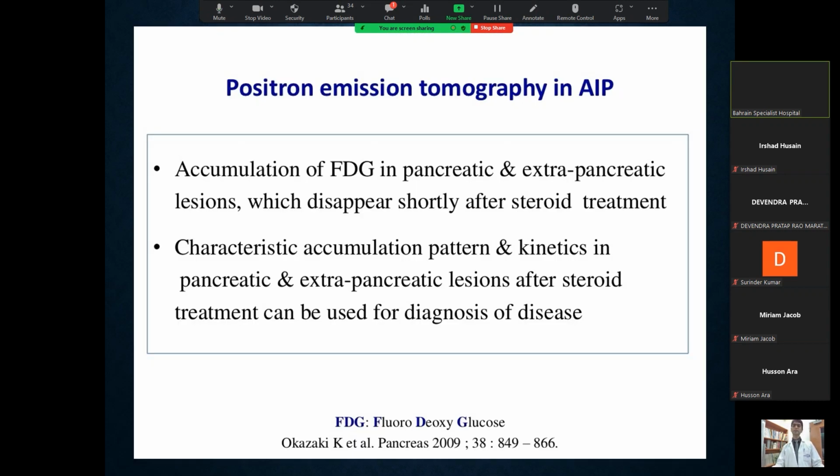Another modality is PET-CT, which shows accumulation of FDG in pancreatic or extrapancreatic lesions that disappear shortly after steroid treatment. As we all know, PET-CT takes up tracer wherever there is inflammation, so autoimmune pancreatitis also takes the uptake. But the beauty of PET is that we treat with steroids, and one of the criteria for autoimmune pancreatitis is a dramatic response to steroids. All the inflammation goes away on the PET-CT as well.